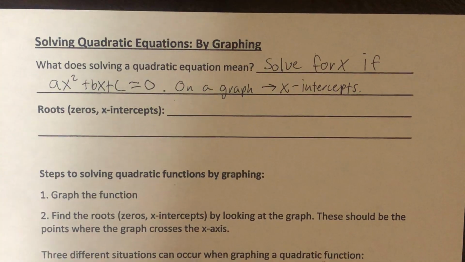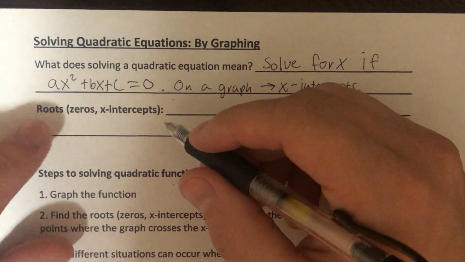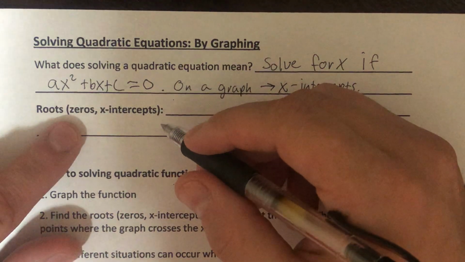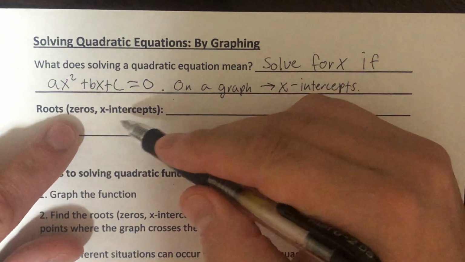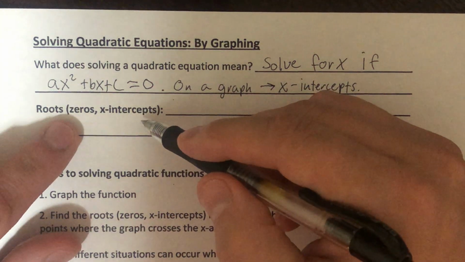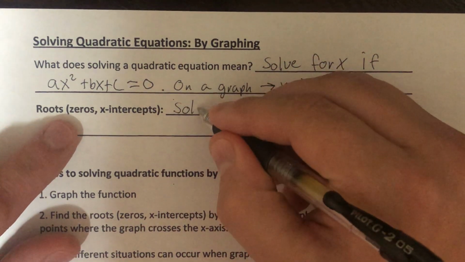The roots, zeros, x-intercepts, those are all the same term. A root is a solution, a zero is a solution. The reason why we're saying 0 is because the equation is equal to 0, and that is also where the x-intercept's actually occurring. So these are the solutions to the quadratic equation.